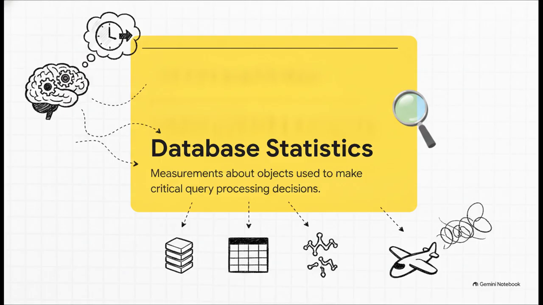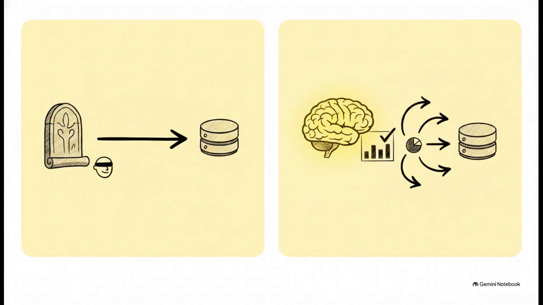These are measurements gathered by the DBMS about its own objects. We're talking about things like the total number of rows in a table, the number of disk blocks being used, and the index sparsity we just talked about. If these statistics are outdated, the optimizer is essentially flying blind, and it will very likely choose a terribly inefficient access plan.